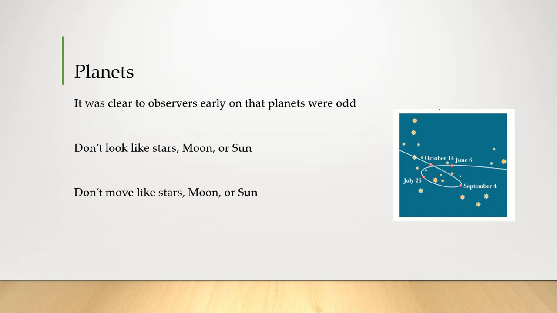The other thing that makes planets odd is they don't behave like stars, the moon, or the sun. The moon and the sun obviously look like they move around the Earth in a circle. They always rise in the east and set in the west. If you look at stars, you notice they also always rise in the east and set in the west.